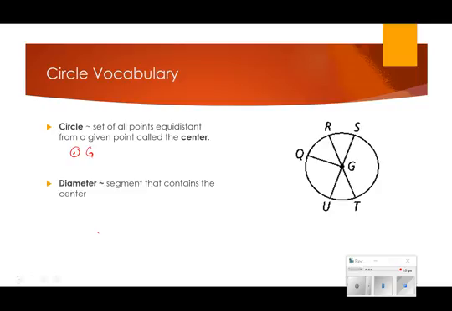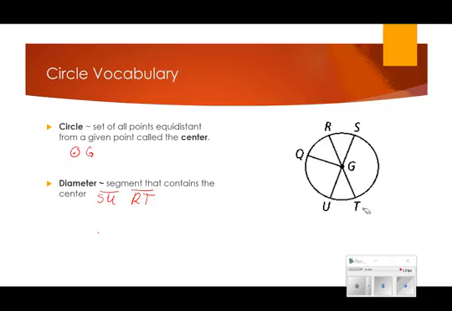We have a diameter, which is the segment that contains the center. So it's a line segment, and we've got two in this diagram. So we're going to name it as a line segment. We've got SU, which is right here. And then we have RT, which is right here. Okay, so those are my two diameters.